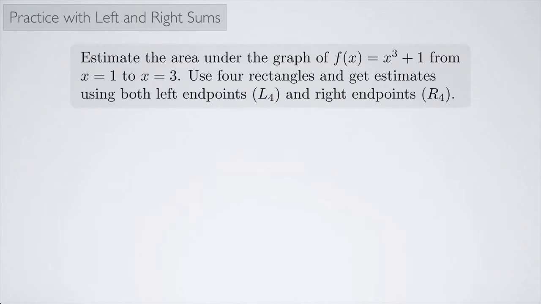Let's look at an example of area estimation using left and right sums. Estimate the area under the graph of f of x equals x cubed plus 1 from x equals 1 to x equals 3. Use 4 rectangles and get estimates using both left endpoints, that would be L4, and right endpoints, that would be R4. So to do this, we're going to start by drawing a graph of the function.